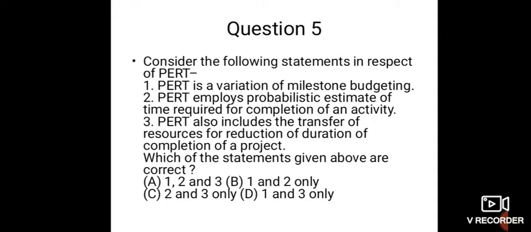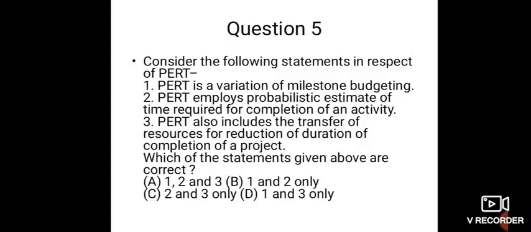That is option C. PERT is a variation of milestone budgeting. It's not like that. In this program evaluation and review technique, there is no question of budgeting. It is just how the activity is being carried out, and based on that how we can control it. That is only judgment here. So the first statement is wrong.